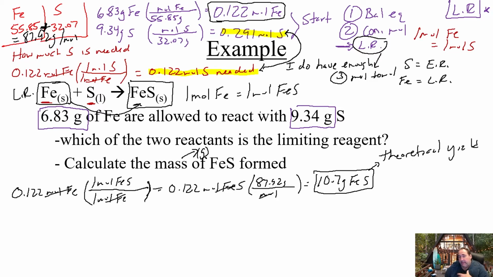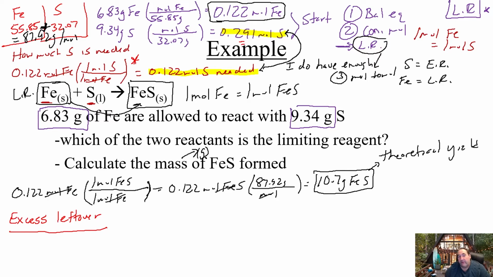Now, if we wanted to figure out how much of our excess reagent was left over, and it wasn't necessarily asked right here, how much of our excess is left over? Because we kind of chose right here, we've already done the calculation. It's right here. We know from our calculation that we did earlier that we would need to use 0.122 moles of sulfur.